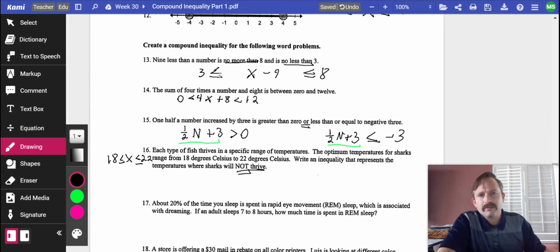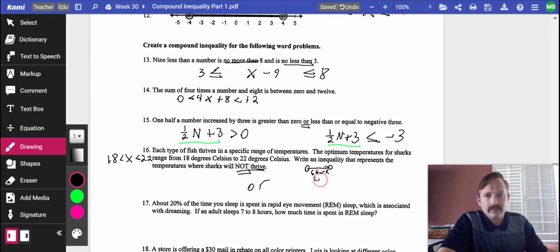But it doesn't say include. So we'll take those off. We'll take them off from now. All right, so the numbers, this would be 2 statements. Normally this is what it would be for shark live. Shark lives. But they don't want this part. They want this part. So it's going to be x is less than 18 or x is greater than 22.